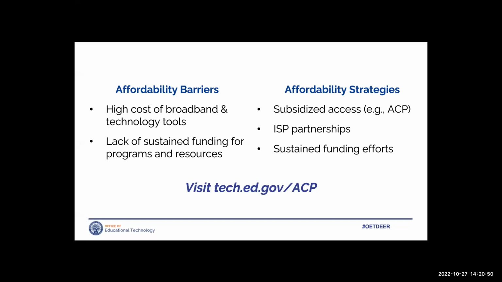And some of the solutions that we've seen include subsidized access, such as through the Affordable Connectivity Program. We've also seen some internet service providers committing to offer ACP eligible families at least one high-speed plan for $30 per month or less with no additional fees and no data caps, which essentially makes internet free for families applying their ACP benefit to one of these plans. And you can find guidance on how to support learners and families in enrolling in the ACP at tech.ed.gov/ACP.